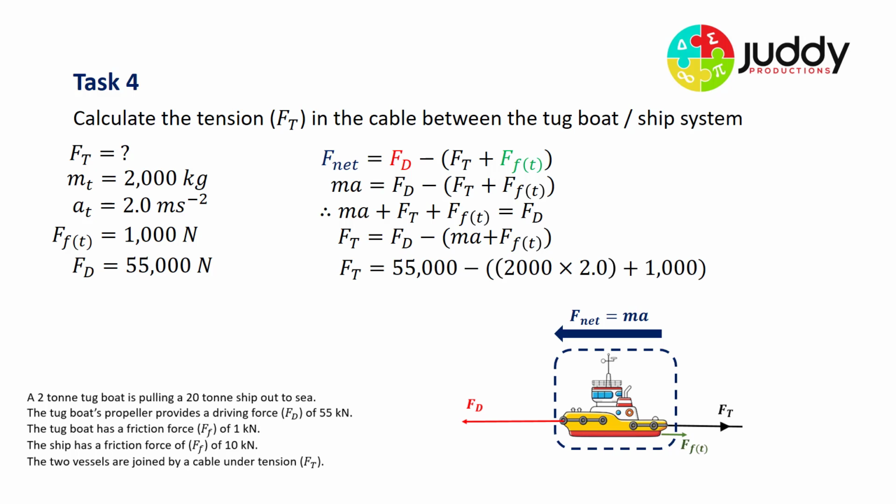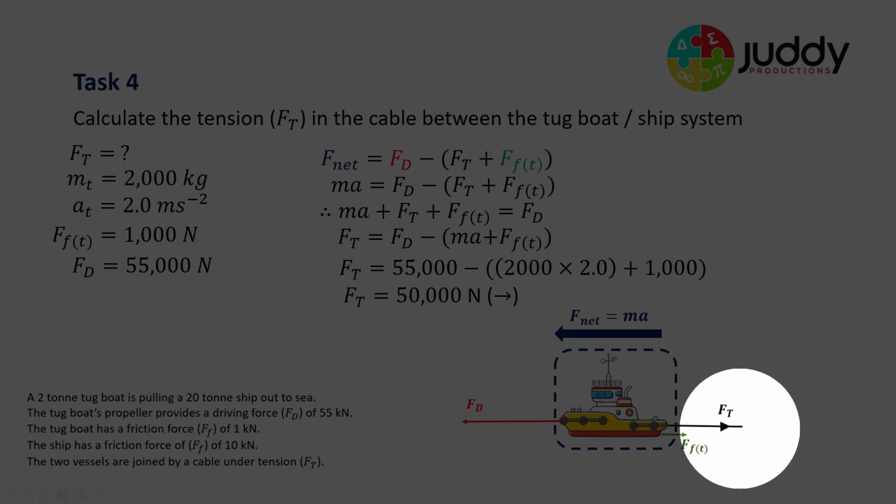Let's sub our values in. The driving force was 55,000, the mass was 2,000, the acceleration was 2, and the frictional force of the tug was 1,000. When we do our calculations, that also generates a tension force of 50,000 newtons, as it did in the previous analysis of the ship. However, the ship's tension was to the left, and the tension of the tugboat is to the right. And that makes sense, because our diagram here shows the tension force to the right.